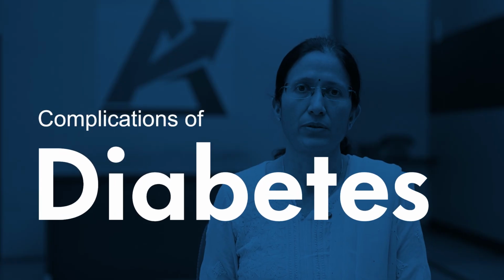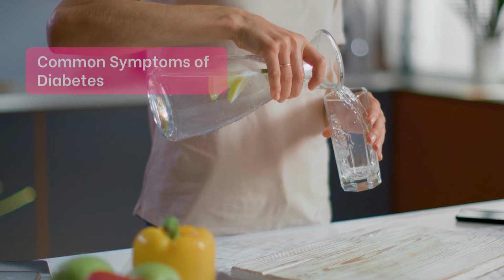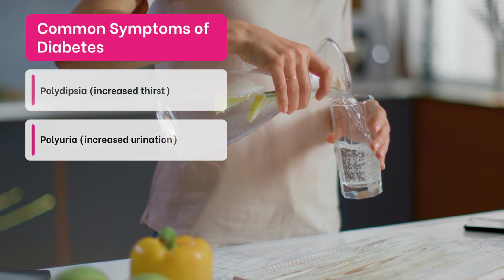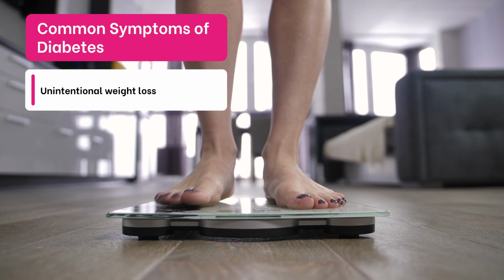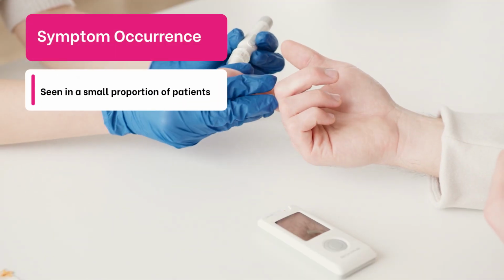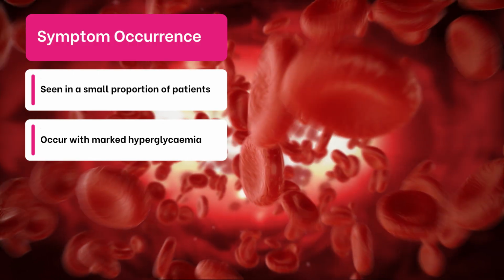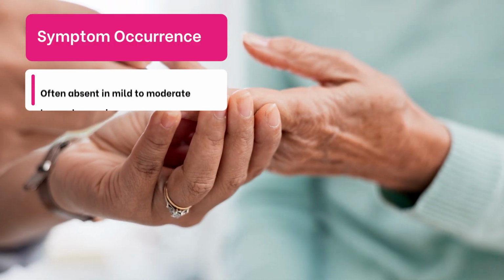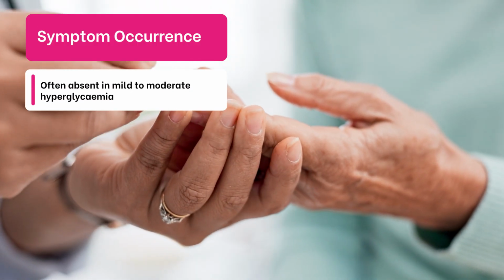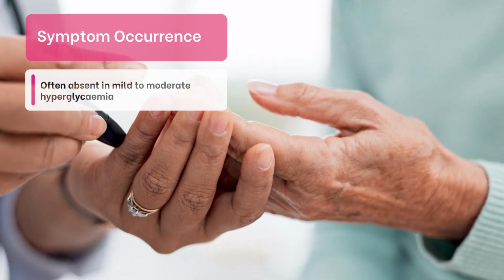So in this segment, let us now discuss diabetes-related complications. Most of the common symptoms of diabetes which we are all aware of, like increased thirst, increased urination, weight loss, are actually seen in only a very small fraction of patients who have diabetes. In fact, these symptoms arise when the blood glucoses are extremely elevated. But for moderate degrees of increased blood glucose levels, most patients do not experience any symptoms at all.